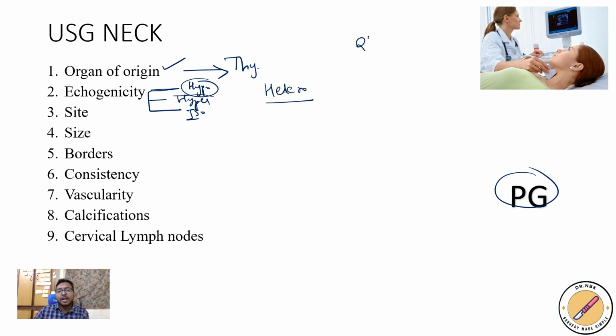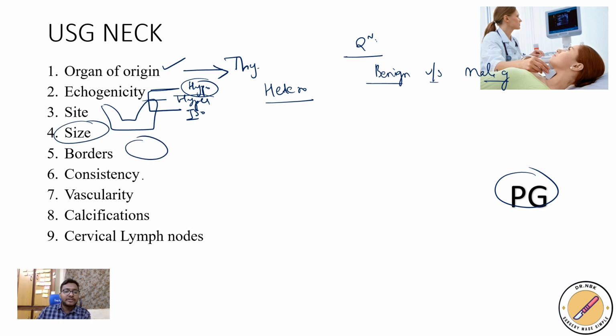So the question will be something like, how will you differentiate between benign versus malignant on ultrasound? So first we will see what are all the points we should check for. We will apply that to this question. Then site type. Where exactly in the thyroid gland you have got the pathology. Then size, borders, whether they are well defined, regular or not, etc. Consistency in ultrasound, you have mainly 2 things. One is solid, second one is cystic. Then vascularity, calcifications, and lastly but not least, cervical lymph nodes. Whether there are any subclinical cervical lymph nodes, you need to check.